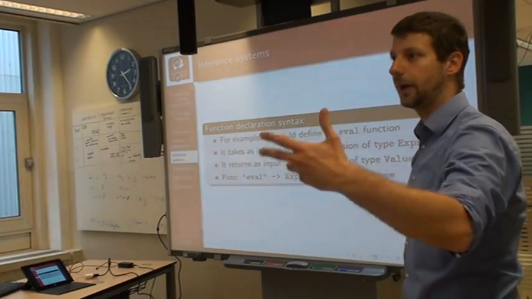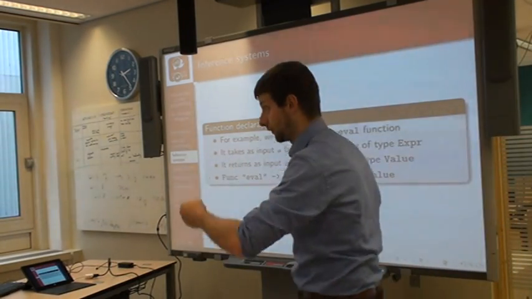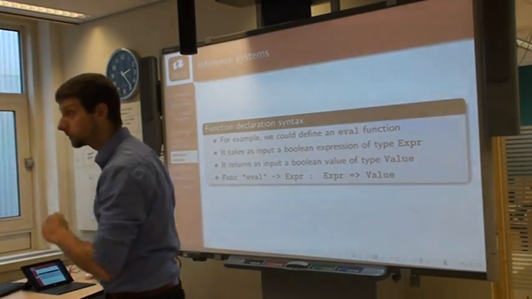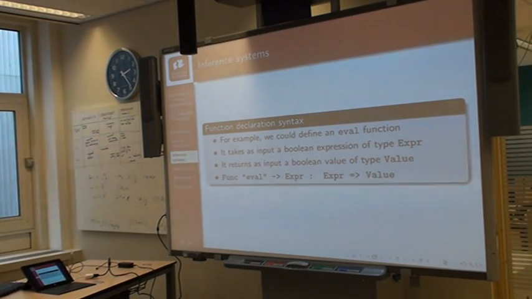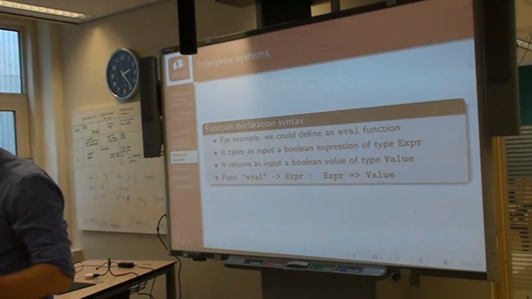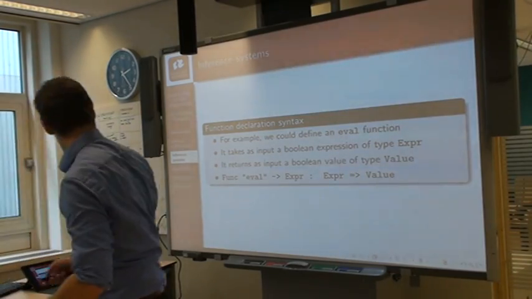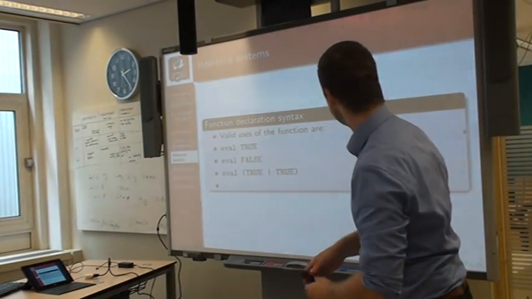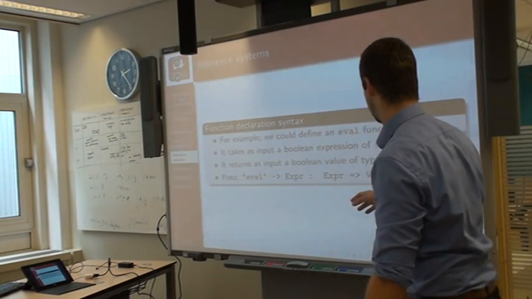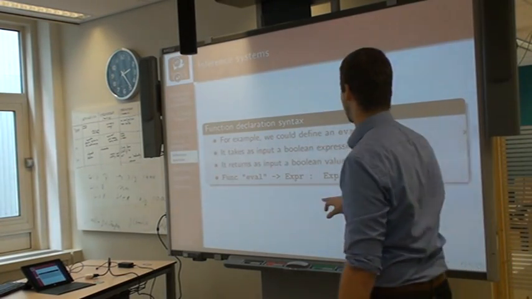So now we have just defined Boolean expressions. What would we like to do with Boolean expressions? Turn them into values. I give you a Boolean expression, and you give me back a value, and the value is going to be true or false. I should have emphasized this a bit more.